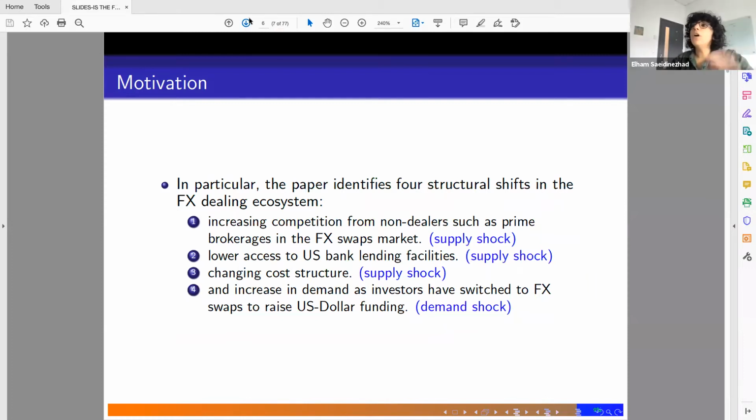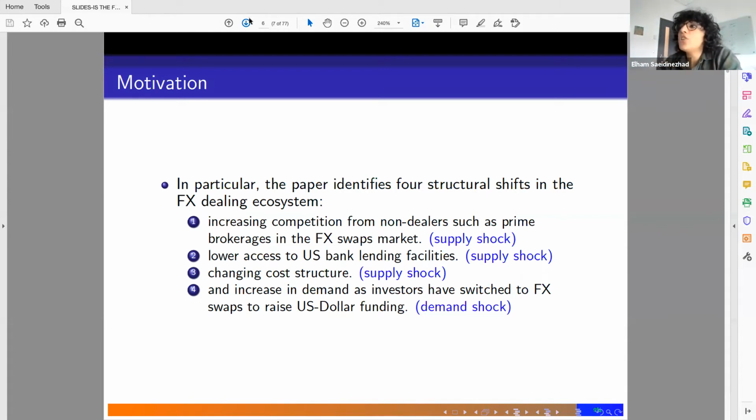There are four important structural changes that I'm going to focus on. Three of them are going to be supply-type shocks, and the last one is going to be the demand shock. So what are the supply shocks? The first one is increasing competition from non-dealers in this market, an important type of non-dealer being prime brokerage firms. We're going to talk about why this matters for market liquidity. The second type of supply shock is that most of the non-US dealing banks are losing their access to the US bank facilities.